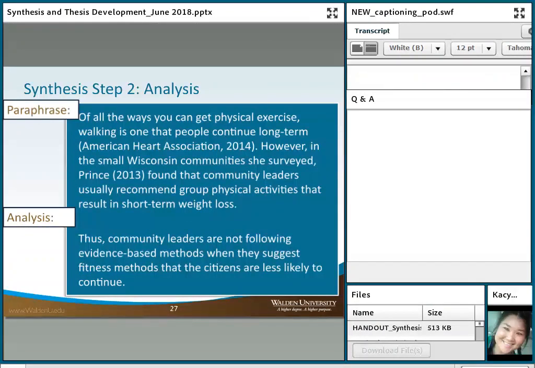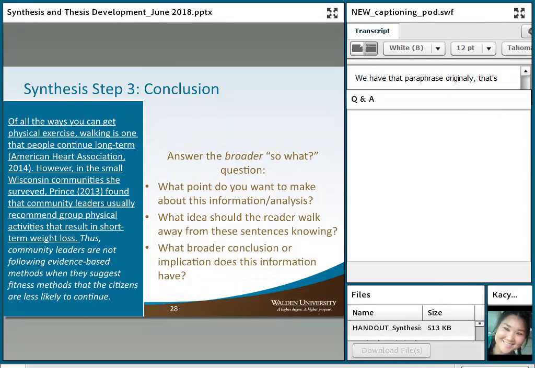So we have that paraphrase originally, right? That's how we put those two things together. And our analysis, and this is what some of you wrote in the chat box, is thus community leaders are not following evidence-based methods when they suggest fitness methods that citizens are likely to continue. So that's going to be my new argument. That's going to be what I take out of these two separate pieces of information.